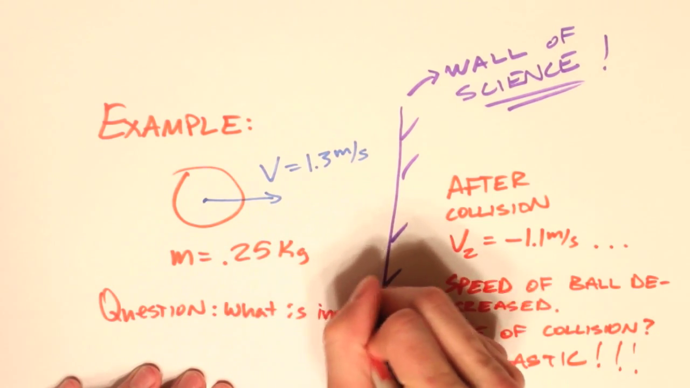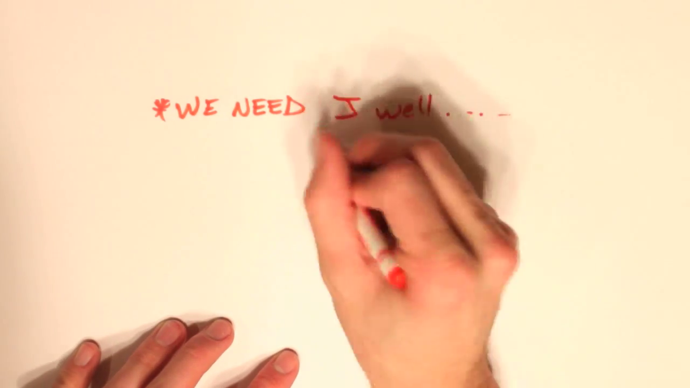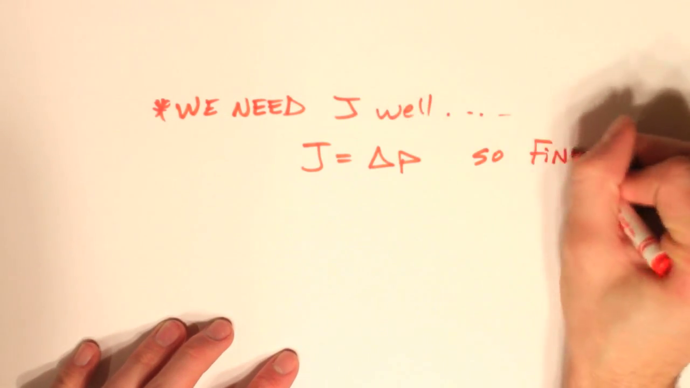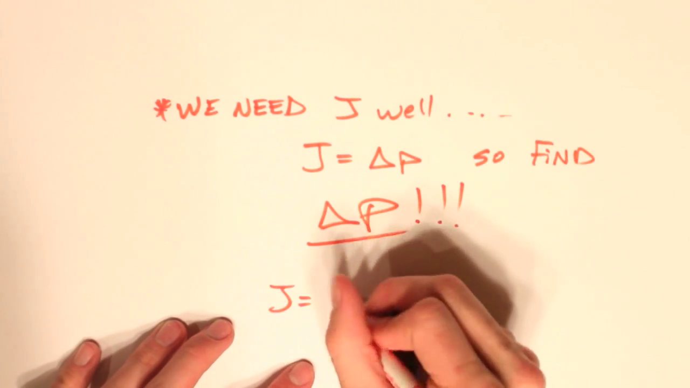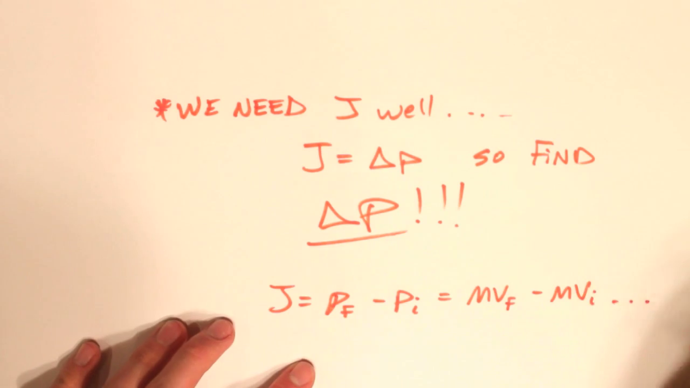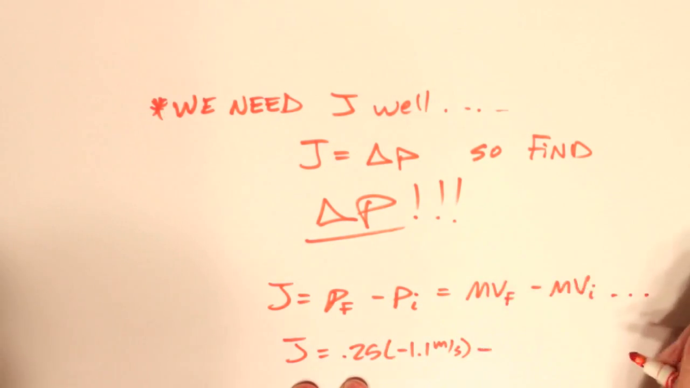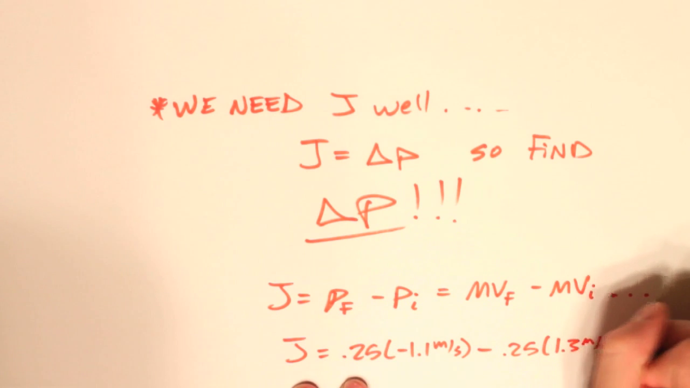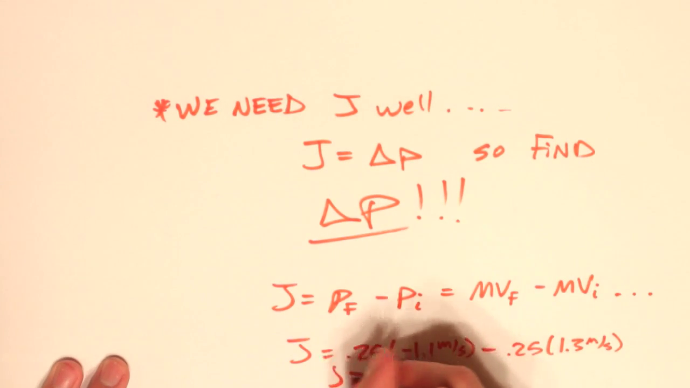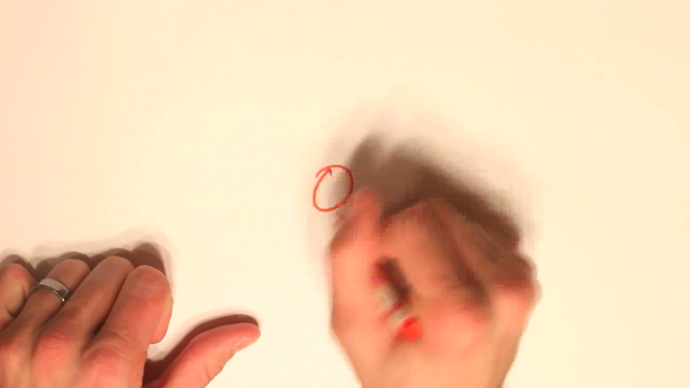What is the impulse imparted? To find impulse, we need to know the change in momentum. Just like finding the change in position or the change in velocity, it's p final minus p initial, or final momentum minus initial momentum. You plug in your initial and final velocities and you get your impulse. In this case, we have a negative impulse, which means that the impulse was directed to the left.